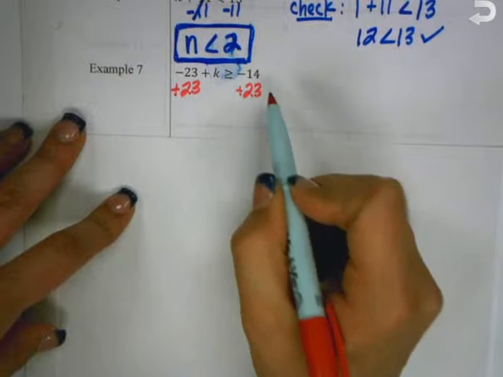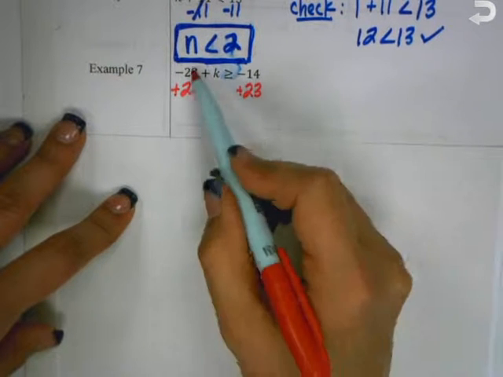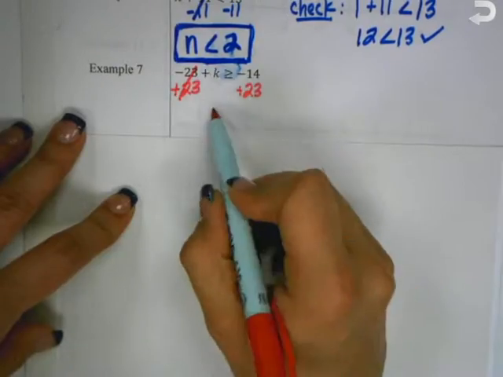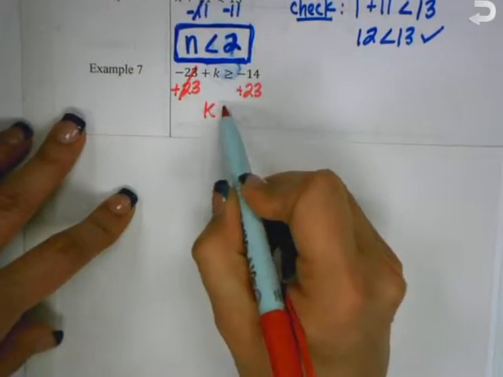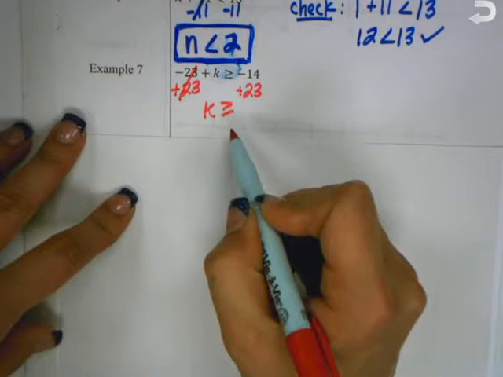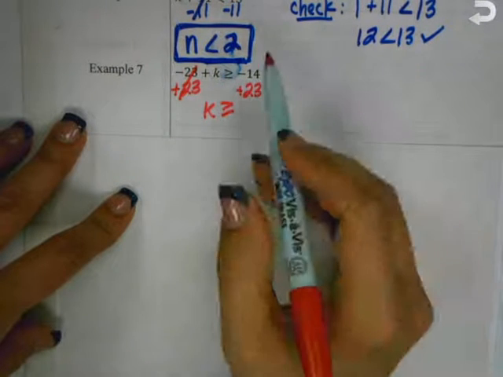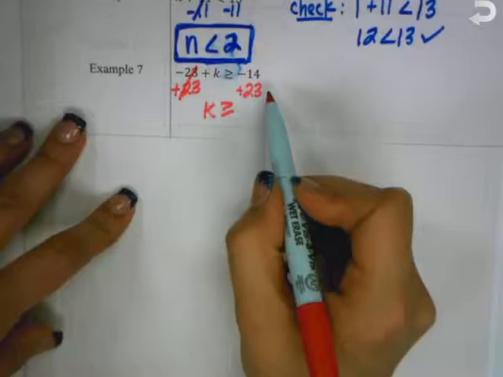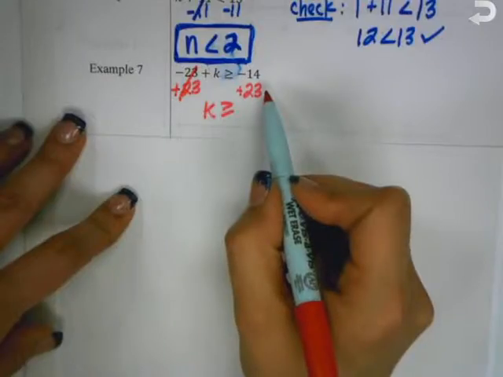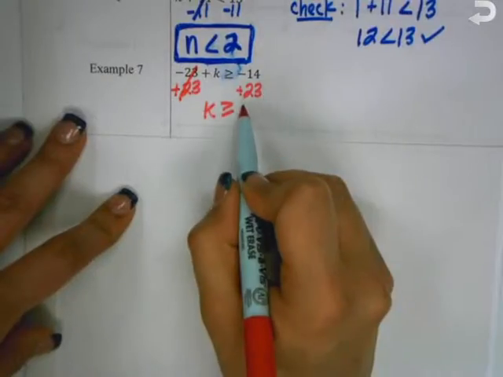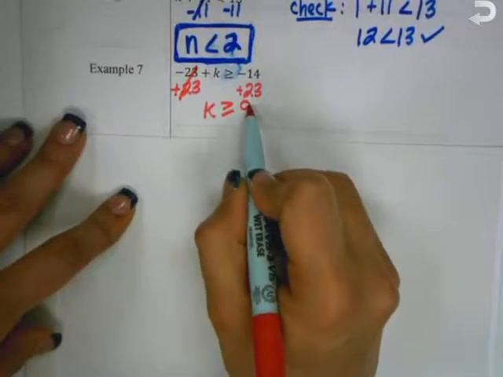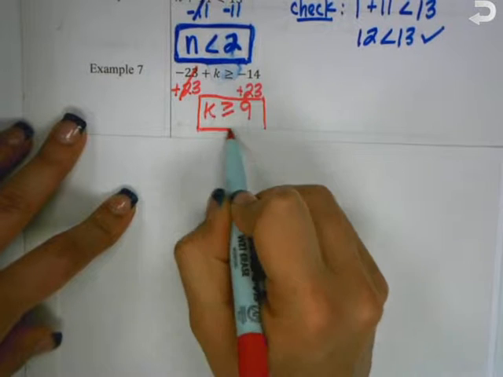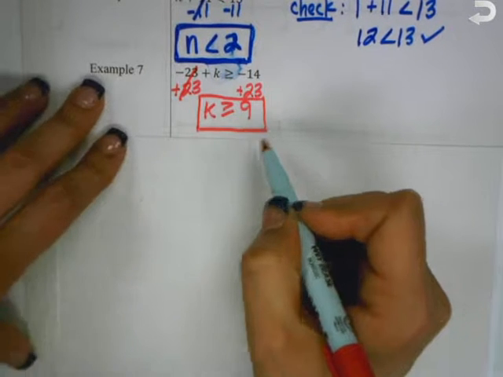Negative 23 plus 23, 0. So I'm left with k greater than or equal to negative 14 plus 23. What do I get there? Net positive 9. So k greater than or equal to positive 9. Any k that's greater than or equal to positive 9 will make my original statement true.